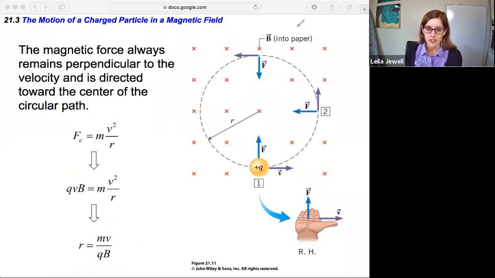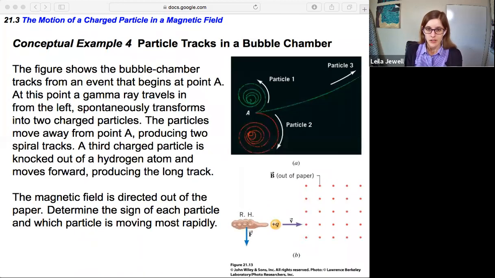Let's see how this plays out in a conceptual example. Particle tracks in a bubble chamber. The figure shows the bubble chamber tracks from an event that begins at point A. At this point, a gamma ray travels from the left and spontaneously transforms into two charged particles. The particles move away from point A, producing two spiral tracks. A third charged particle is knocked out of a hydrogen atom and moves forward, producing the long track.